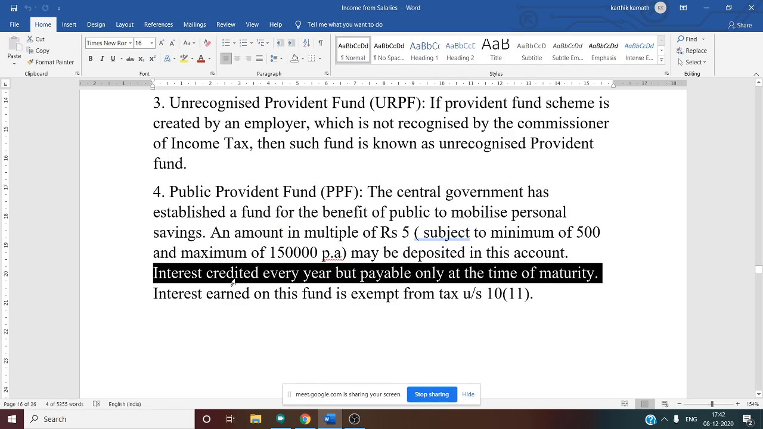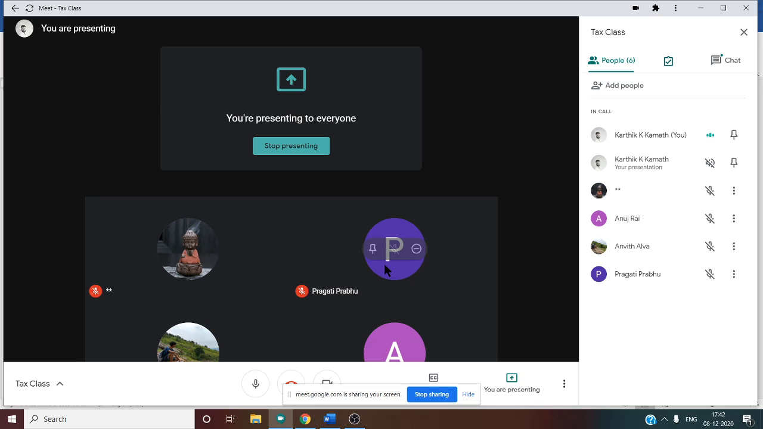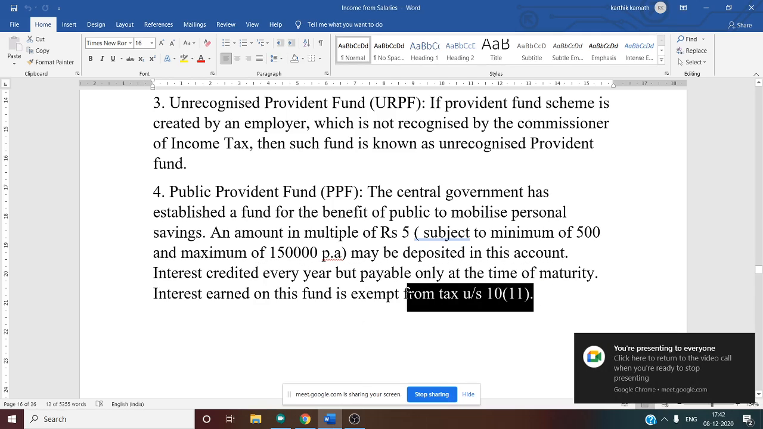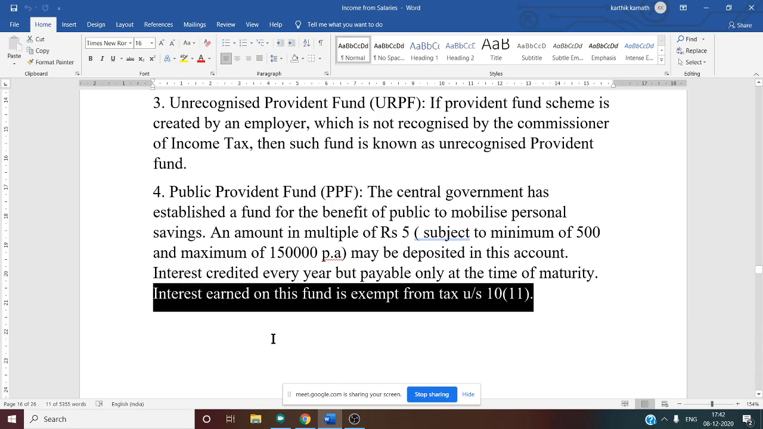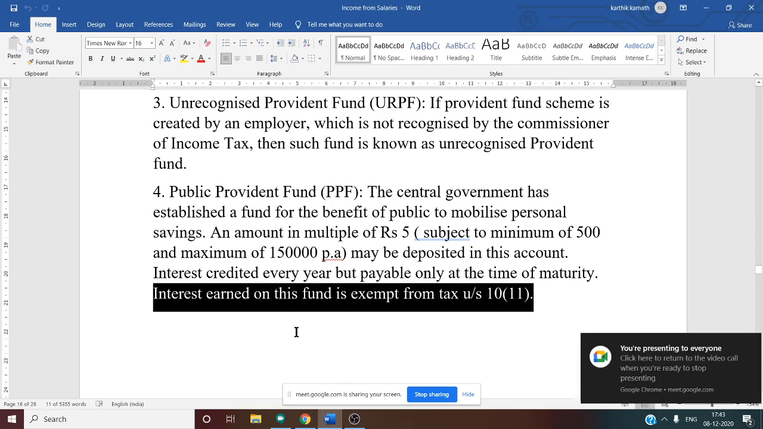Interest is credited every year but payable only at the time of maturity. Here a withdrawal option is provided depending on certain circumstances only. Usually withdrawal is not allowed. That is, after 5 years, if a certain condition is there, then you can take a withdrawal. Interest earned on this fund is exempt from tax under section 10 clause 11. So interest is exempt from tax. Any investment made to the PPF is also exempt from tax. So it is beneficial to the assessee to invest in PPF.